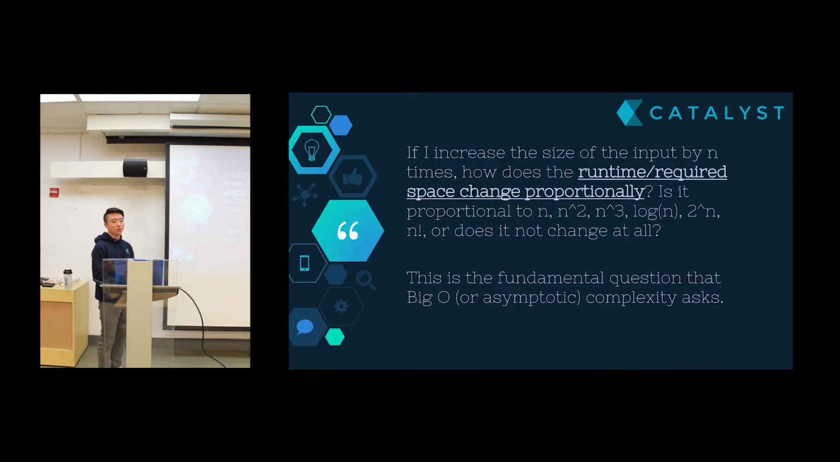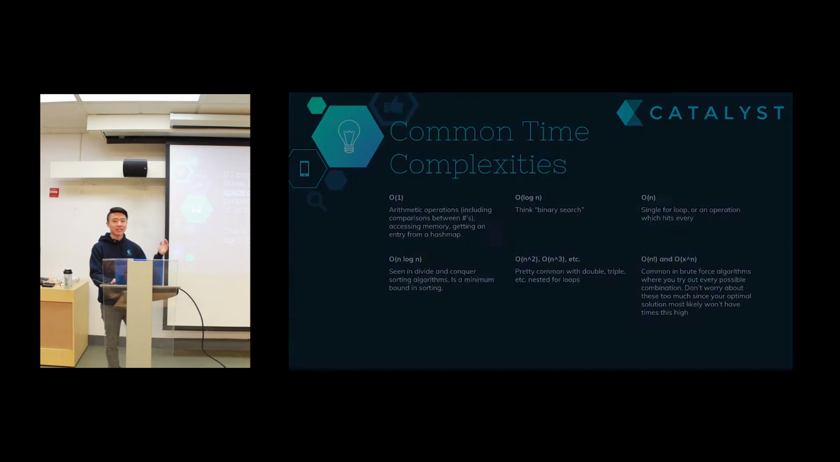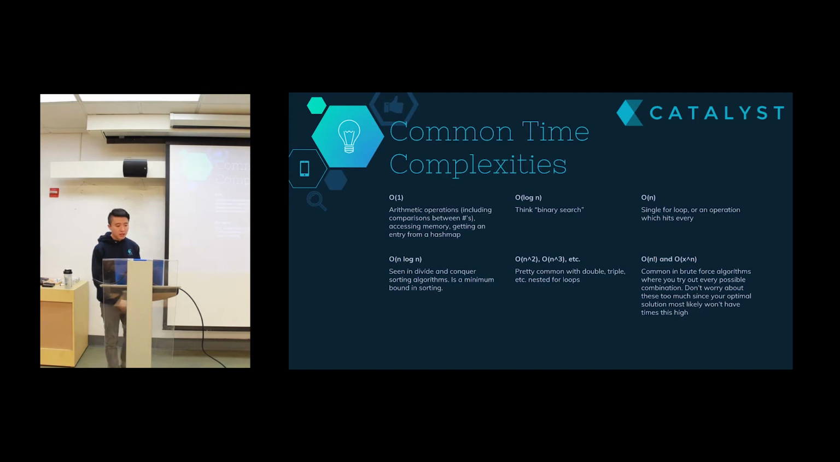So the fundamental question that big O, or asymptotic complexity, asks is: if I increase the size of the input n times, how does the runtime or required space change proportionally? Some common ones that you're going to see are n, n squared, n cubed, log n, 2 to the n, n factorial, or just that it doesn't change at all. Now, this is not the computer science definition of big O. What we're talking about is closer to something called big theta, but for the purposes of interviews, we're going to call this big O, and everybody else in the industry is going to call this big O. So here is a list of common time complexities.